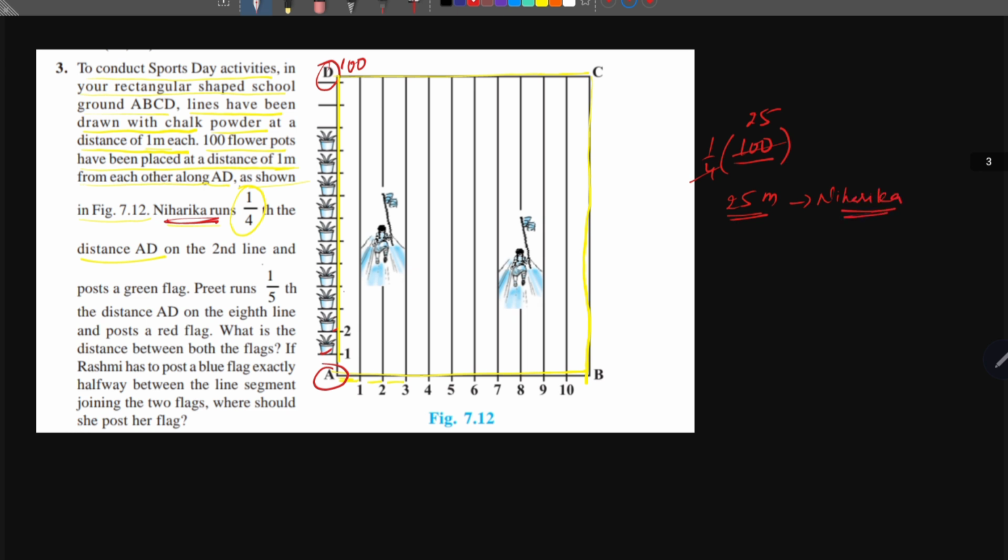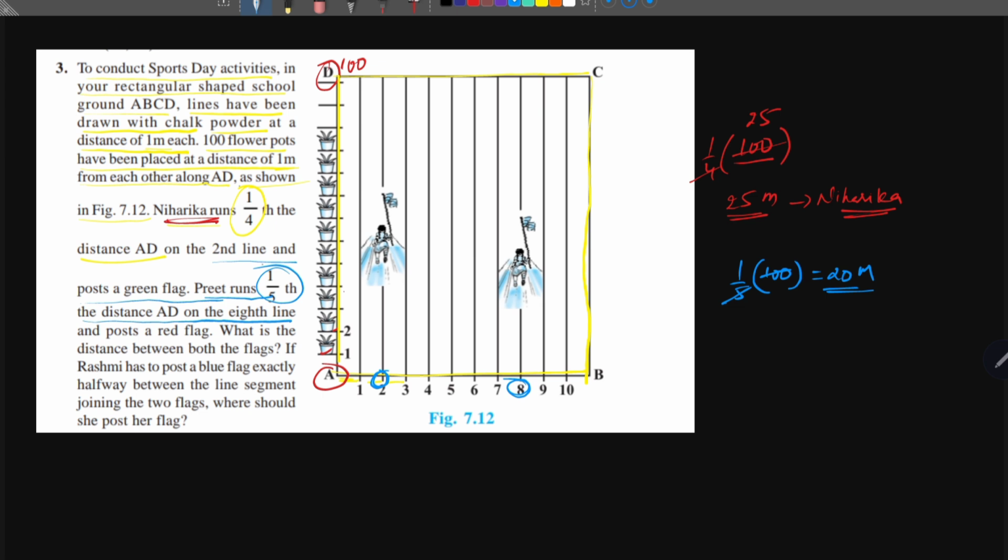Okay. Second case, condition number 2. Now the second line of the post of the flag, so she was traveling from the second one. Okay, and now Preet runs 1/5 of the distance AD from the 8th line, so he was traveling from the 8th line and he covered 1/5 of the hundred. So 1/5 of 100 means 5 cancels in 100, 20 times. He was traveling 20 meters.